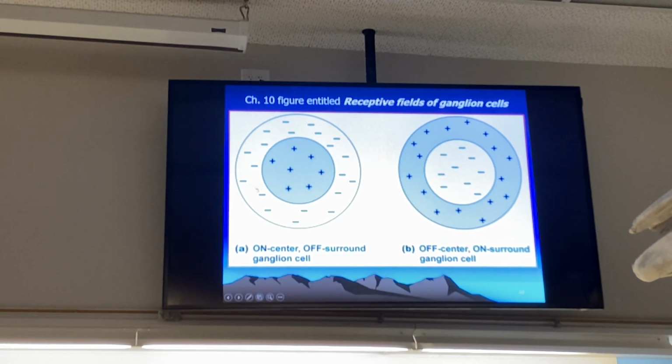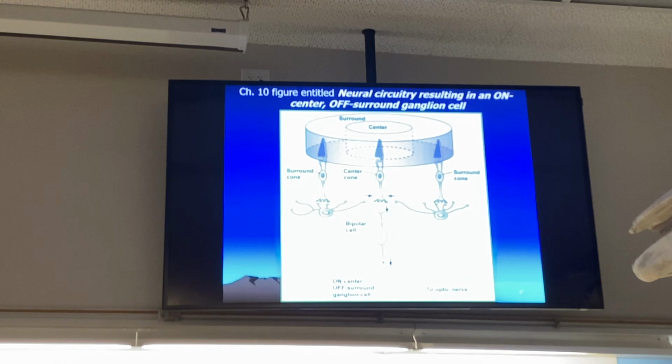Light hitting the periphery, it's going to hyperpolarize. You're not going to have action potentials, or very few. Off center is the opposite. Do you see how there's convergence here? You have to have convergence to have these types of ganglion cells outside the fovea centralis.